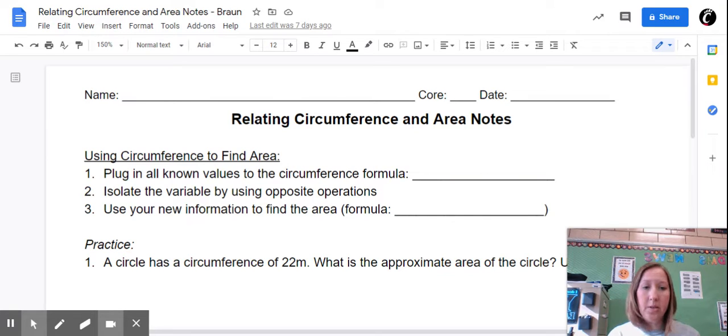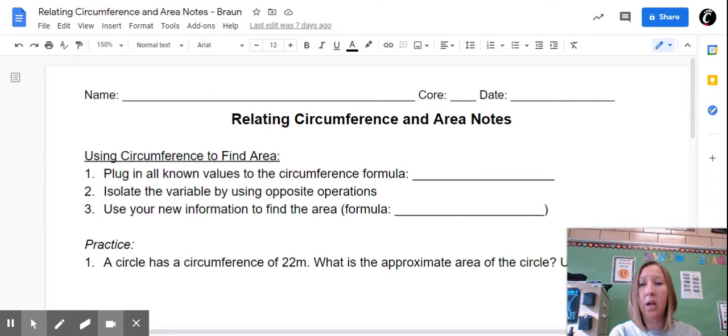Hi guys, today we're going to continue our work with circles and we're going to build on what we did yesterday and the day before with area. Today we are relating the circumference and area to each other. So first we're going to be using circumference to find area.